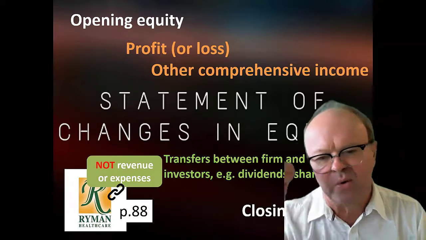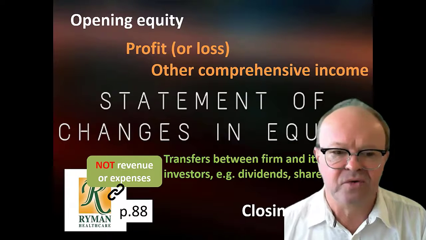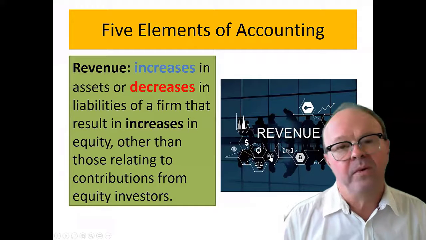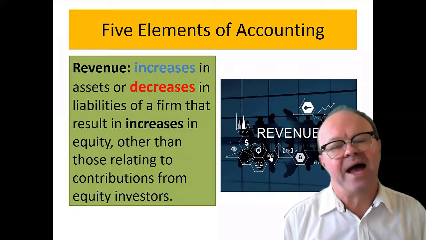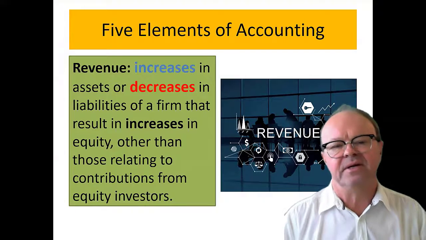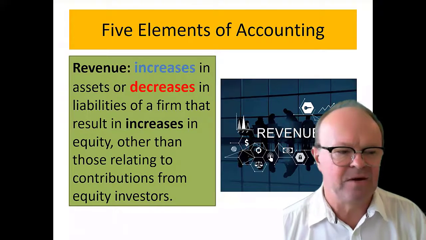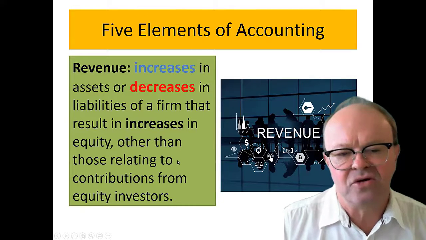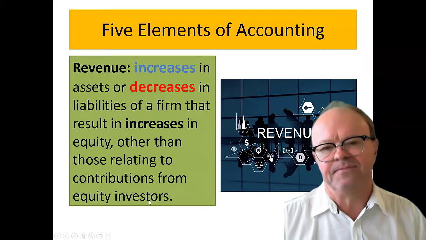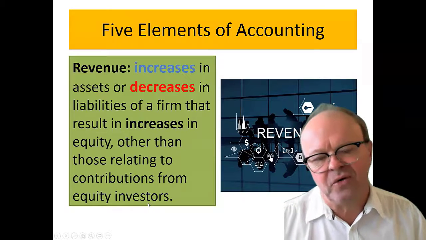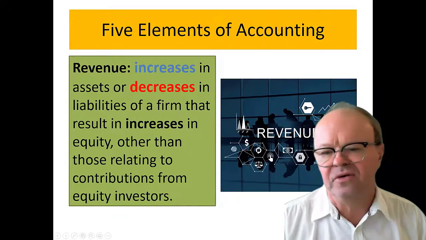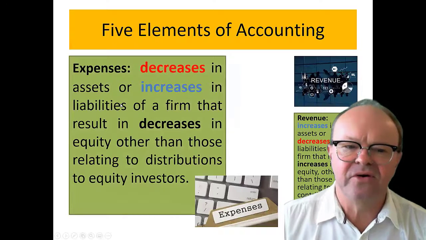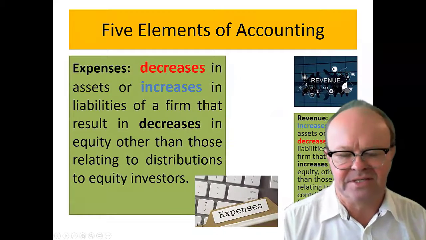Those transfers between the firm and its equity investors are not revenue or expenses. If we go back to our definition of revenue, when we looked at the 5 elements of accounting, revenue are increases in assets or decreases in liabilities of the firm that result in increases in equity, other than those relating to contributions from equity investors. So the transfers between a firm and its equity investors are excluded from revenue and also from expenses. So expenses are decreases in assets or increases in liabilities of the firm that result in decreases in equity.